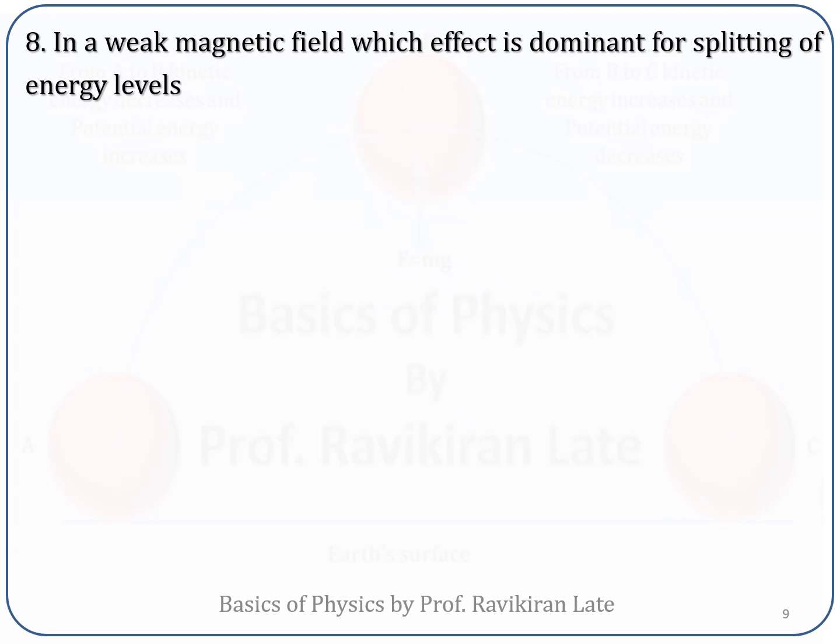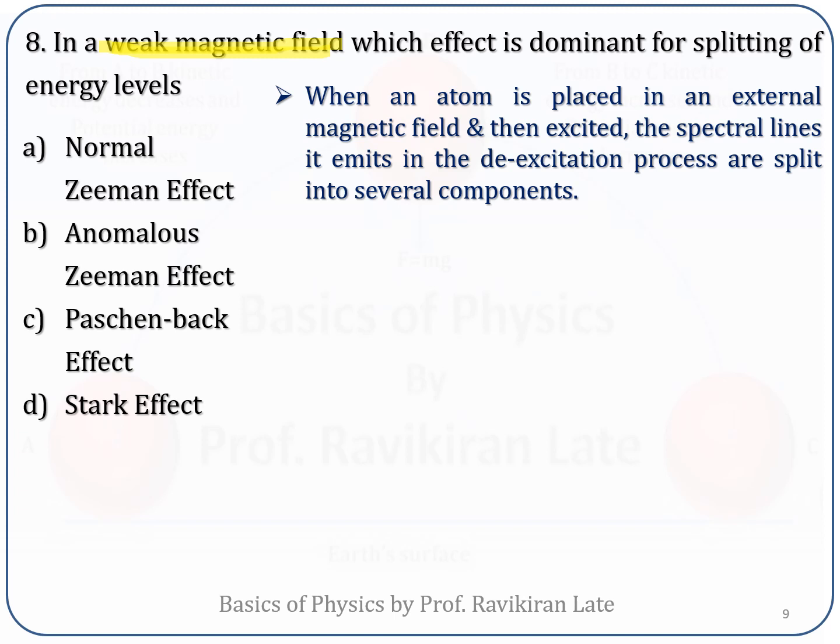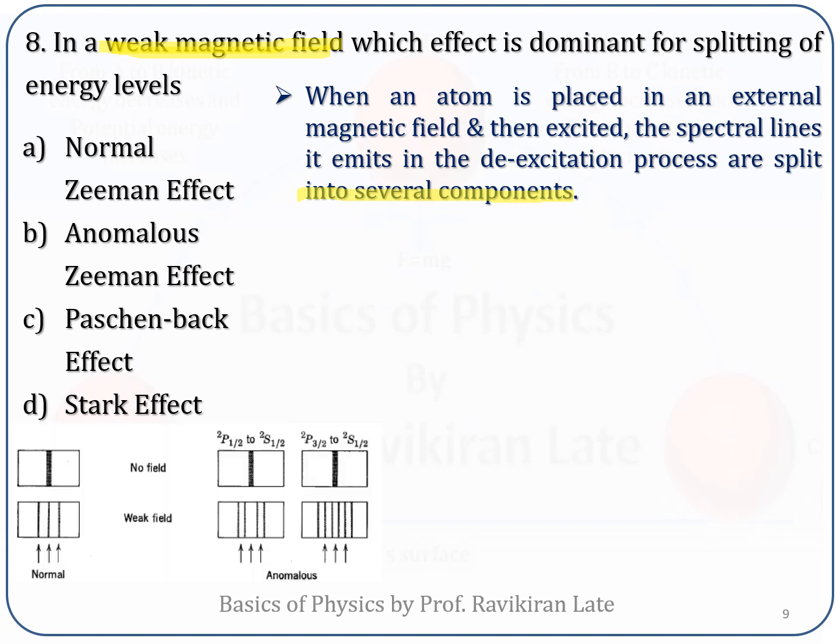Next question is, in weak magnetic field, which effect is dominant for splitting of energy levels? The options given are normal Zeeman effect, anomalous Zeeman effect, Paschen-Back effect, and Stark effect. Here the weak magnetic field is given, and in our theory lectures we had seen when an atom is placed in an external magnetic field and then it is excited, the spectral lines it emits during the de-excitation process are split into various components. This phenomenon is called the normal Zeeman effect.